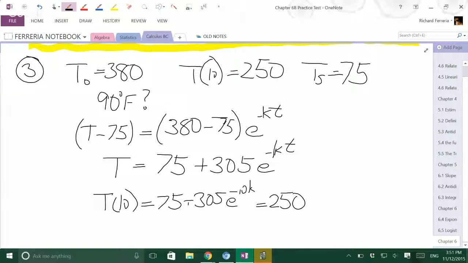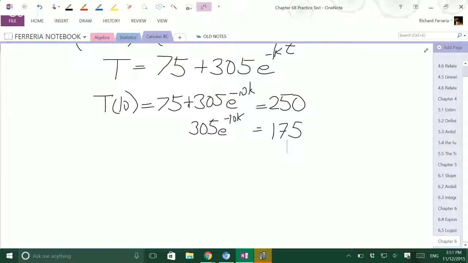So we can do a few things to solve here. First thing is probably to subtract 75. And I believe you get 175. Let me know if I'm wrong on any of this. My arithmetic game's not that great. e to the negative 10k equals 175 over 305.